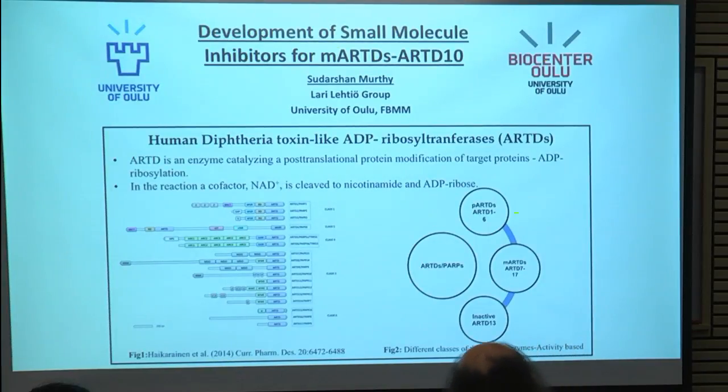So the obvious question would be, what are ARTDs? ARTDs are enzymes which catalyze a reversible post-translational modification, that is ADP ribosylation. By doing that, they change the properties of the target protein, be it the enzyme activity or the binding partners. In the reaction, NAD is cleaved to nicotinamide and ADP ribose is added to the target protein. Today I'll be discussing the human ARTDs, and in this superfamily there are 17 enzymes.